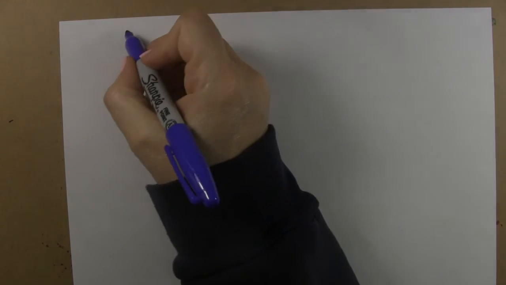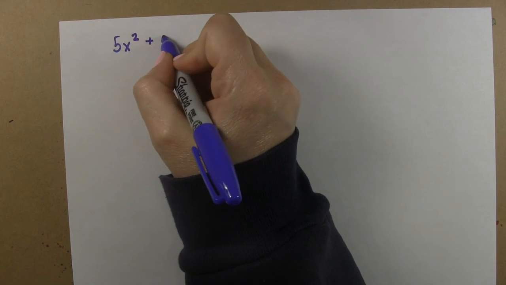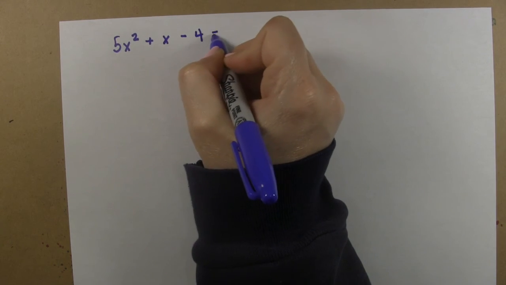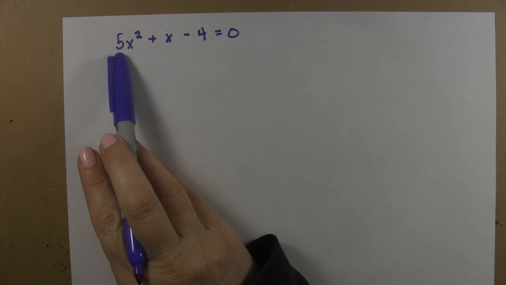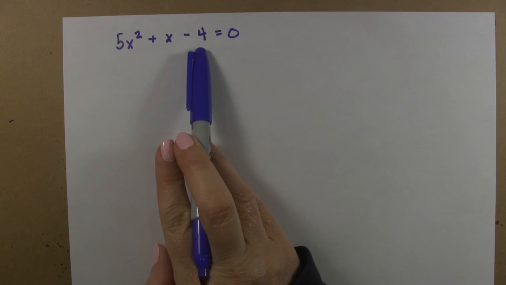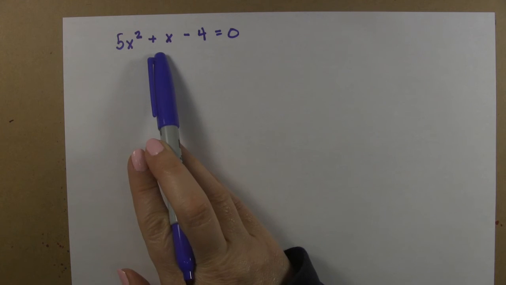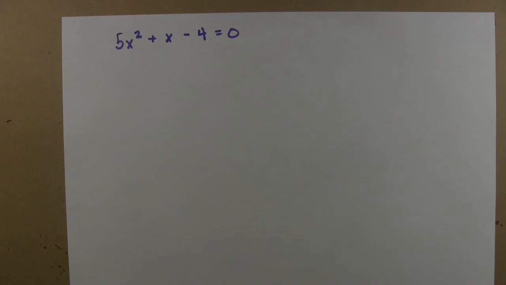Okay, we're going to do one more. I have to admit, I was very nice to you on this one. I was very, very nice. So we do have an ugly coefficient. We have 5x squared plus x minus 4 equals 0. So we have an ugly coefficient, and we're going to have a hard time thinking of two numbers that multiply together to make negative 4, but add together to equal positive 1. So we're going to need to use the quadratic formula.